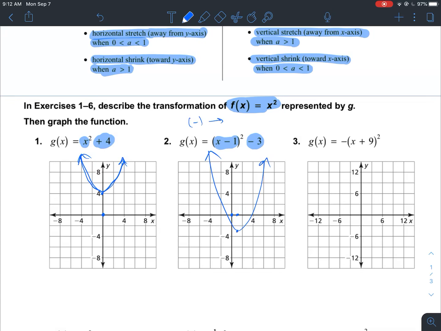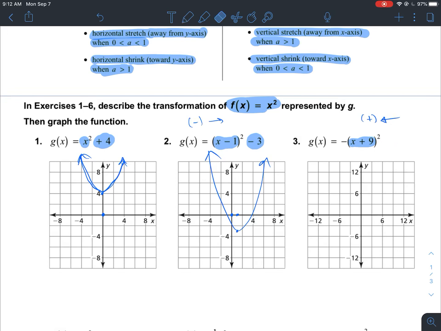Just like that. Okay? So pretty simple. The shifts are pretty easy. And then for this last one right here, we have x plus 9. So that's a horizontal shift. So when it's positive, though, we go in the negative direction. So we're going to go to the left 9 units, and we do not have a vertical shift. There's nothing happening like a plus or minus k out here. So that means we don't have anything going on.